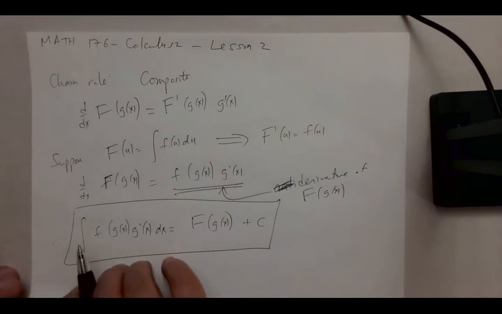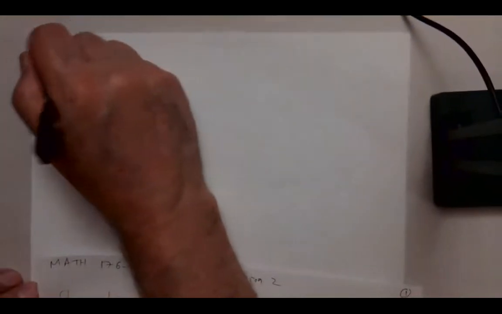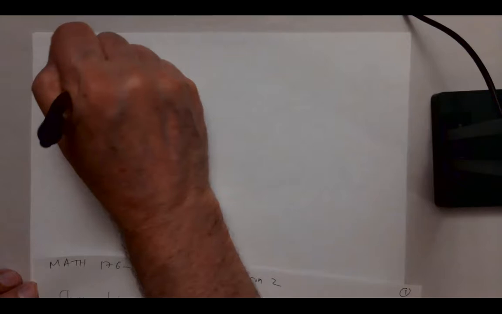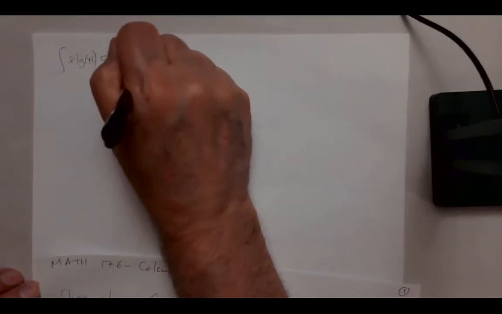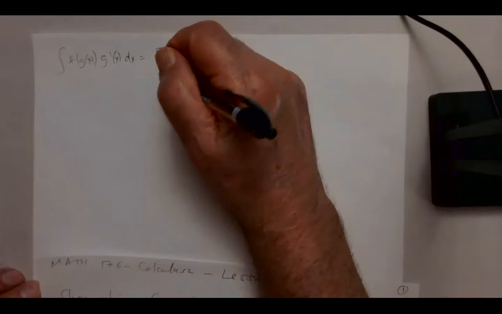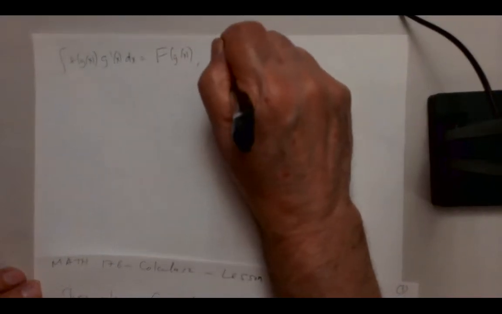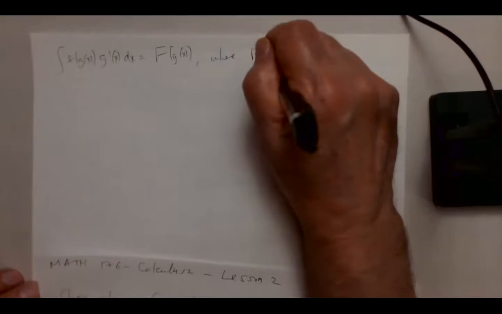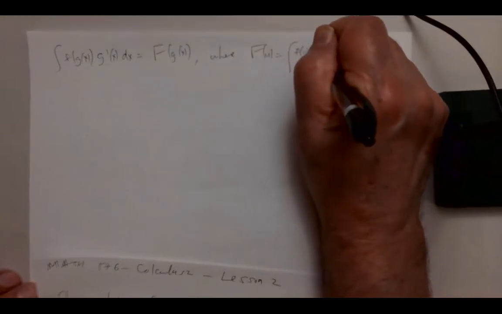So this is the very important formula. Let me write it down again. The integral of f of g of x, g prime of x dx is capital F of g of x, where capital F of u is the antiderivative of the function little f.